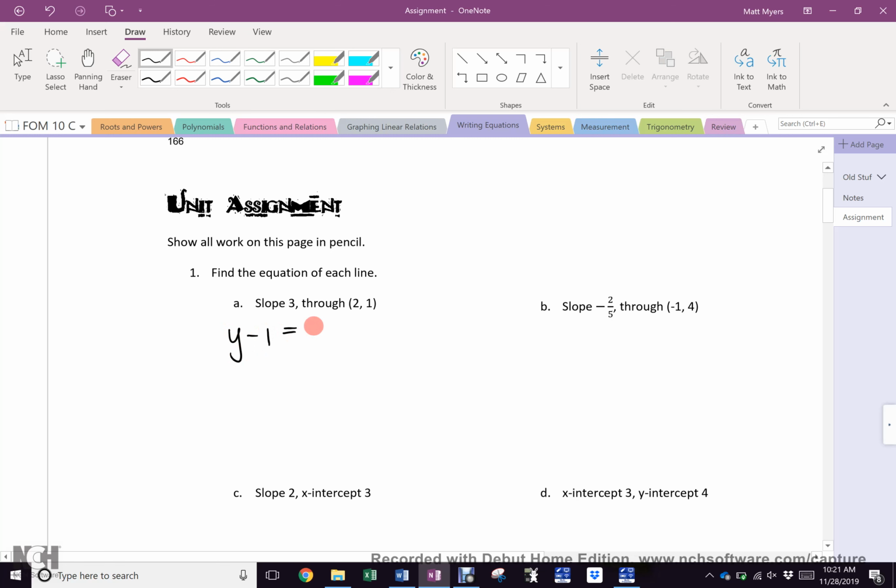Minus 1 equals 3x minus 2. Now there are other forms you could use, but why would you ever do something other than slope point when you have a slope and a point? Give yourself 1 for all of these. Y minus 4 equals negative 2/5 x plus 1.